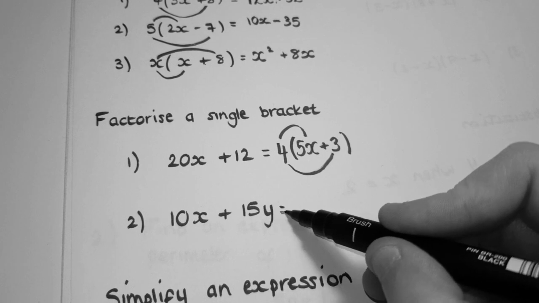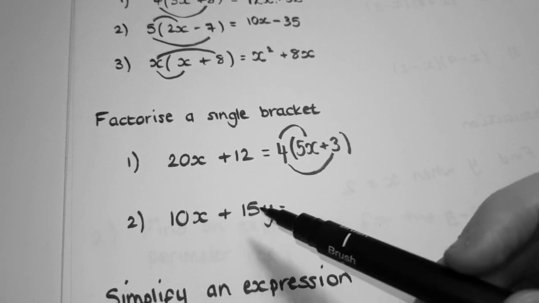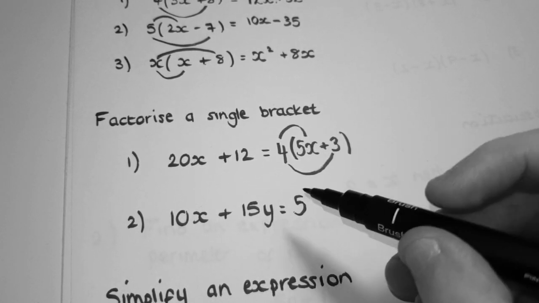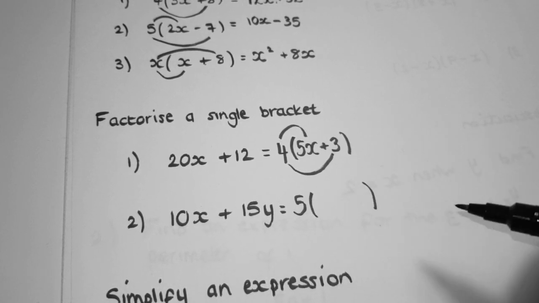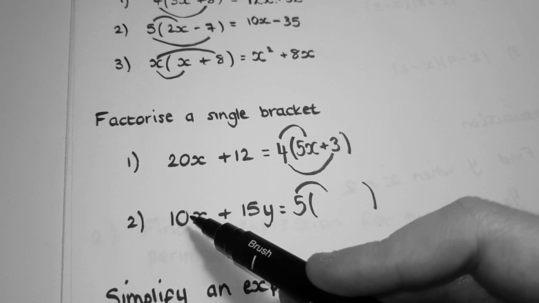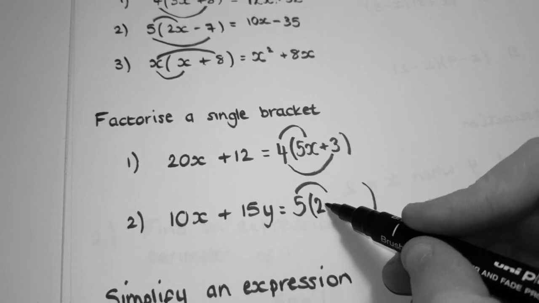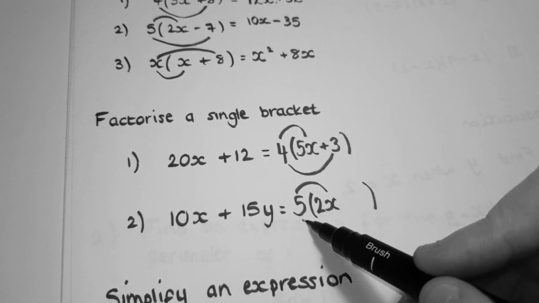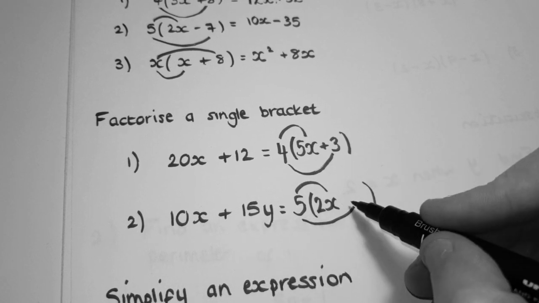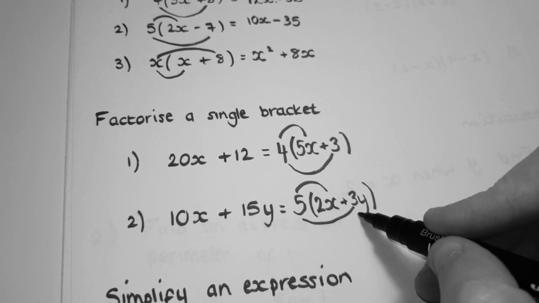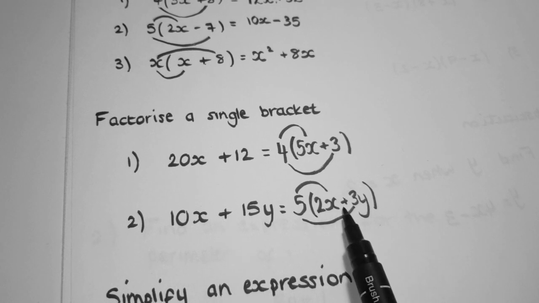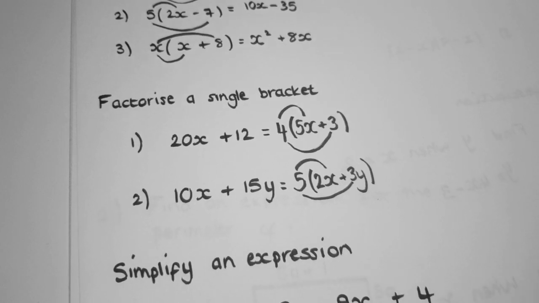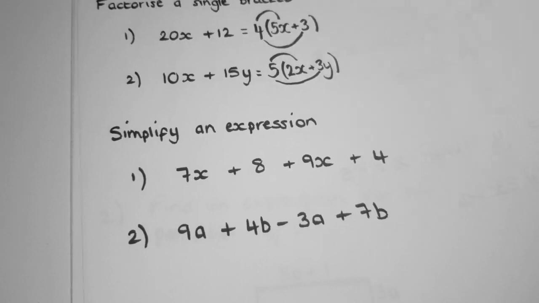Okay, next one. Biggest number I can divide both 10 and 15 by is 5. There's not, again, a letter the same in both, so there's nothing else that goes outside. What do I multiply 5 by to get 10x? Well, that's 2x. And what do I multiply 5 by to get 15y? Well, that's 3y. Again, works exactly the same. If these are minuses in the middle, these would be minuses in the middle. Okay? Right, simplifying an expression.